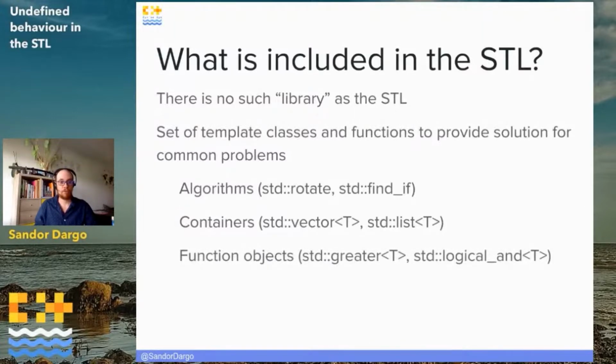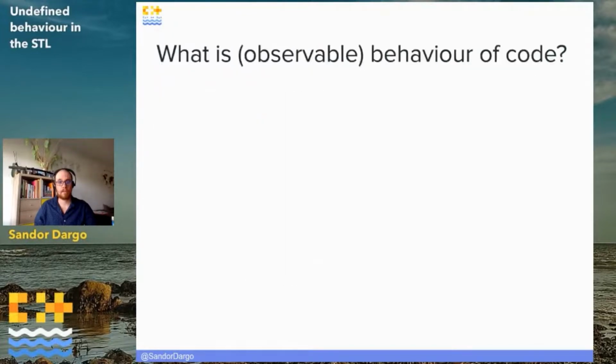You have function objects like std::greater or std::logical and a lot of others, so that you can fine-tune your algorithms. And then you have the iterators. In fact, these algorithms work through the iterators on the containers. They don't work directly on the containers, and this has really serious consequences, to say it like that. So that's what is included in the STL.